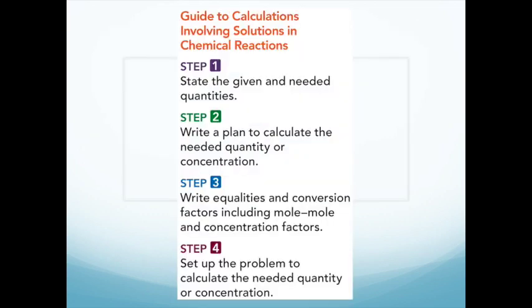So if we have a chemical reaction that involves solutions, and we want to do calculations to figure out what mass of reactant or product we might be dealing with, we start by stating the given and needed quantities. We write our plan. We set up our conversion factors, and then we arrange our problem so that we can easily cancel units and solve.